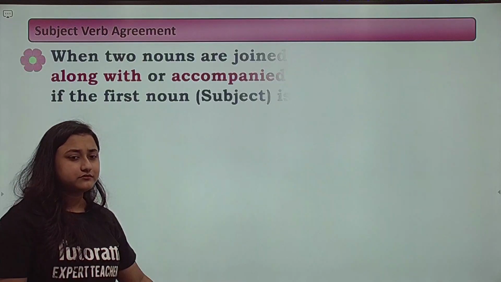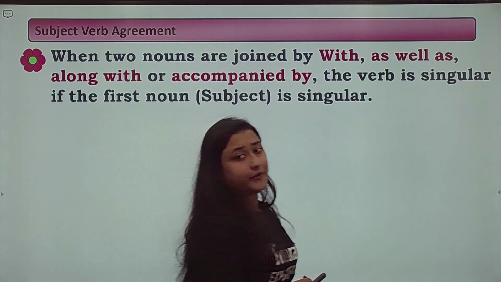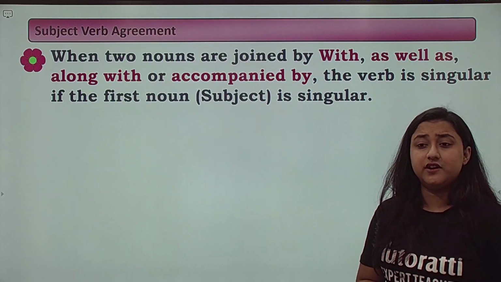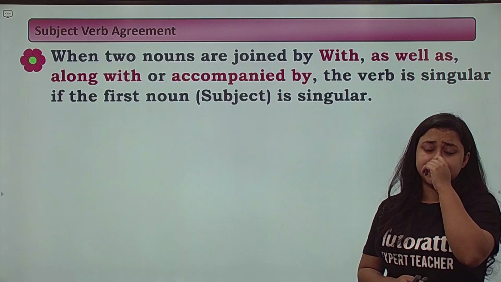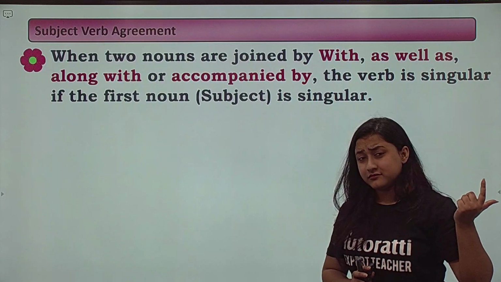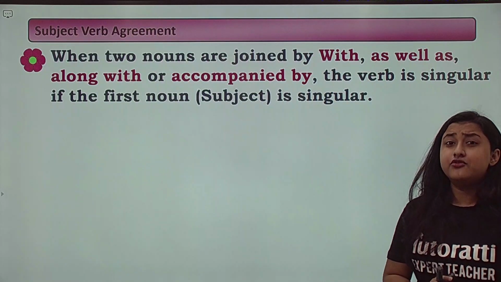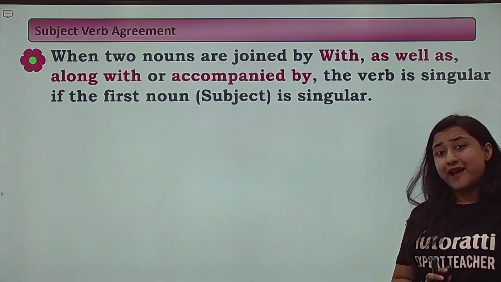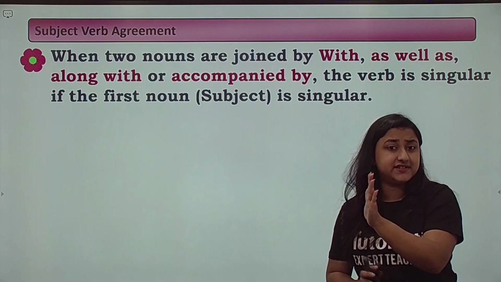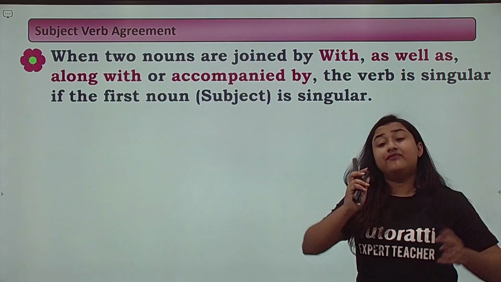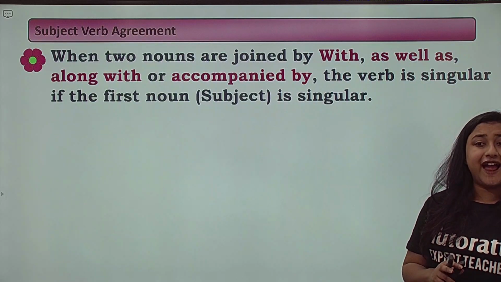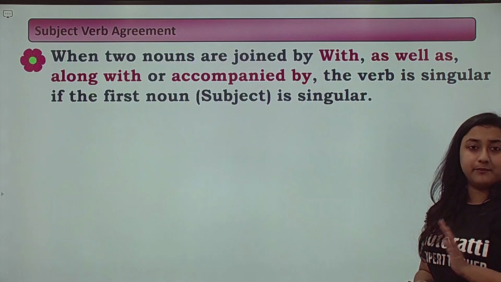All right. Next one. When two nouns are joined by with, as well as, along with, or accompanied by, the verb is singular if the first subject is singular. Now, students, you remember the first rule we did? Which was the first rule we did? Rules catering to and. Remember Tom and Jerry? The first one was Tom as a different person, Jerry as a different person. In the second one, Tom and Jerry as a whole. That time I had told you that you cannot substitute and with as well as, along with, accompanied by.